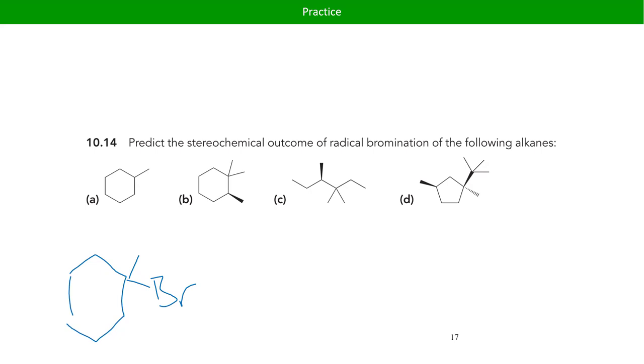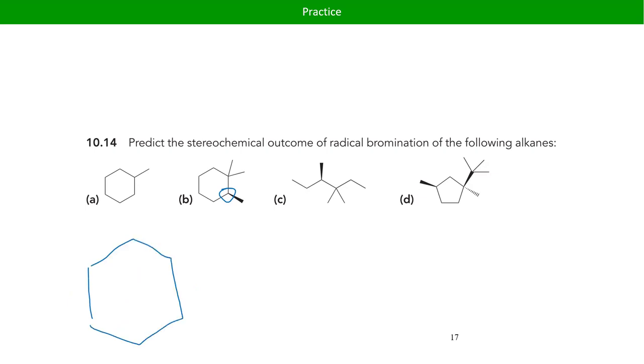For B, what are we going to get? Also going to go on that tertiary carbon. And now we do have a stereocenter. So we're going to get that racemic mixture in this case.